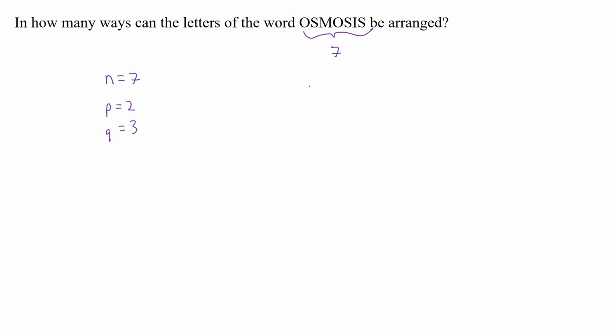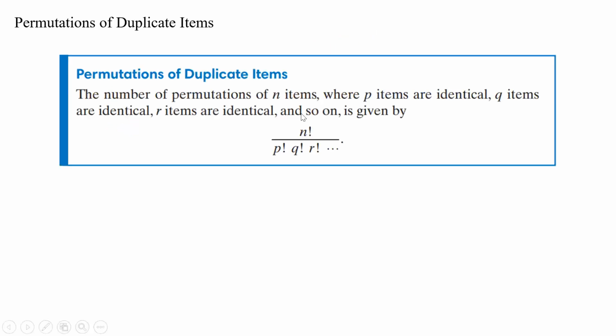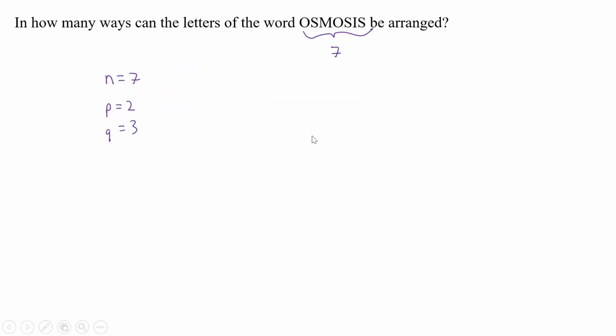And so what we need to do then is we're going to plug it back into this equation. So we have 7 factorial divided by 2 factorial times 3 factorial. And that will give us our final answer in this question. So if we do that, go to our calculator.